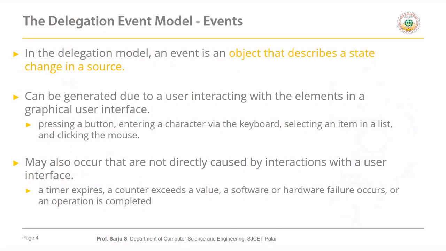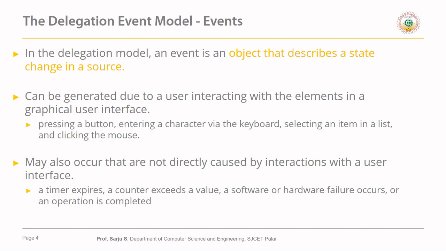Next we can study in detail the different components in the event delegation model. The first component in the event delegation model is the event. An event is an object that describes the state change in a source. How the state is changed: a button is clicked, the mouse is moved, or the mouse scroll button is scrolled. These are the different events.